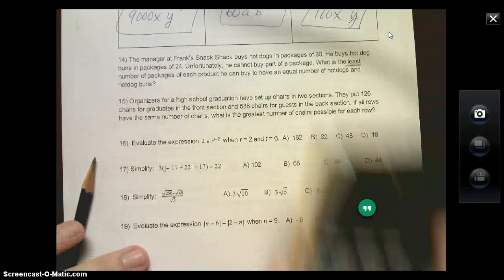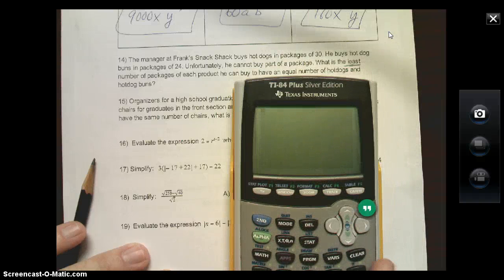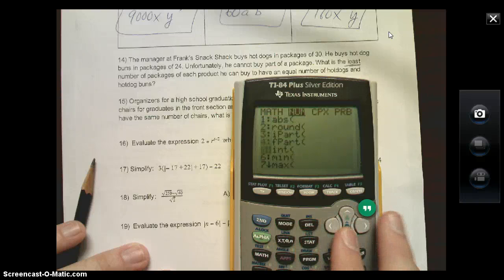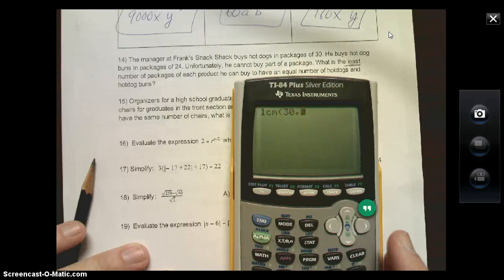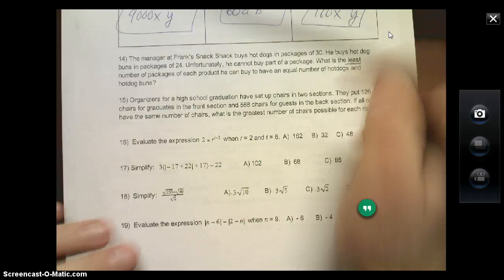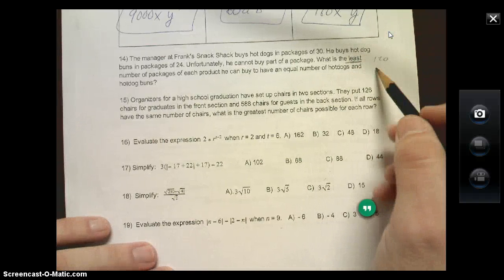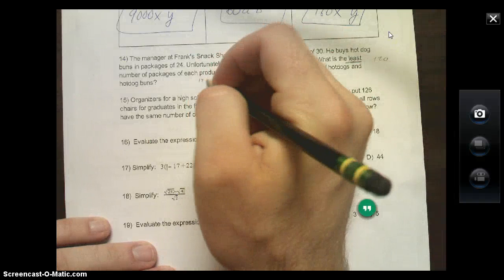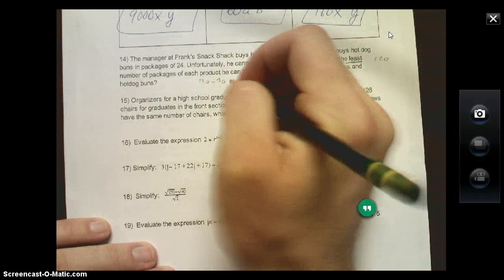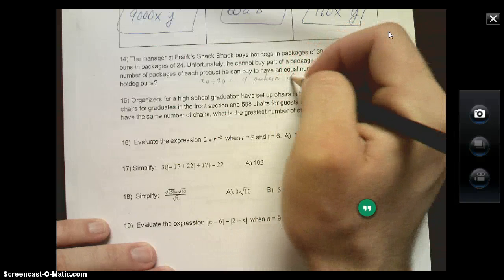We've been talking about in class the least common multiple. So there's 30 and 24. 30 hot dogs, 24 buns in a package. Math, and then into LCM, 30 comma 24. So the least common multiple between those two numbers is 120. But do you think that we're going to buy 120 packets of hot dogs? No. Take 120 divided by 30, we get 4 packages of hot dogs.